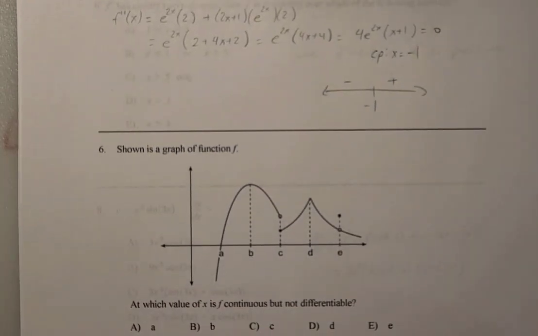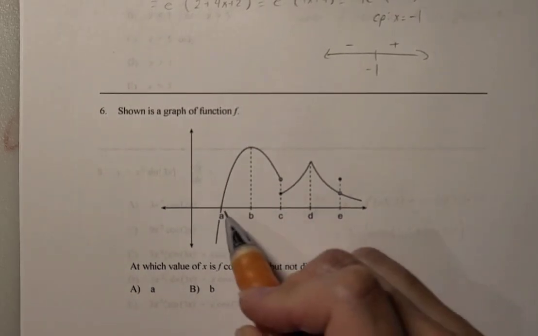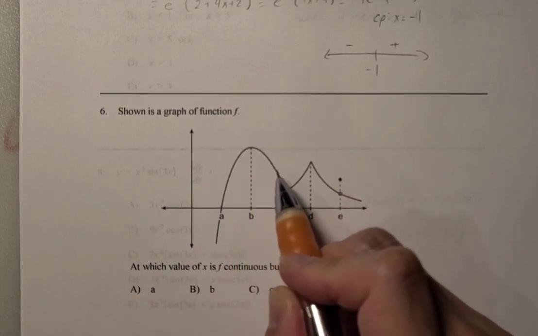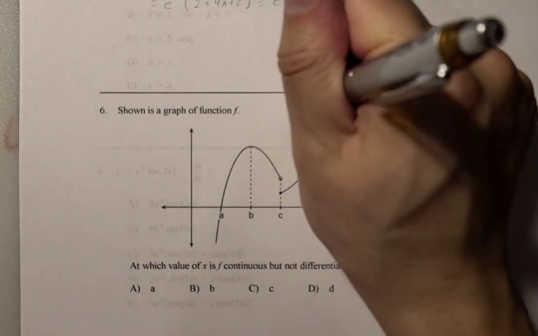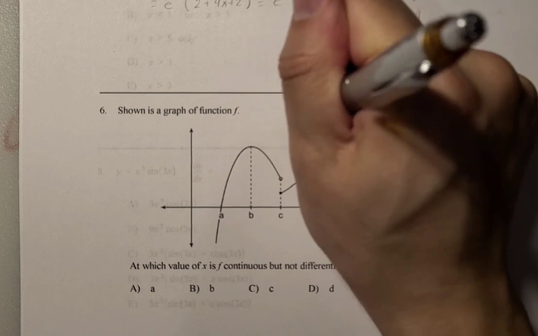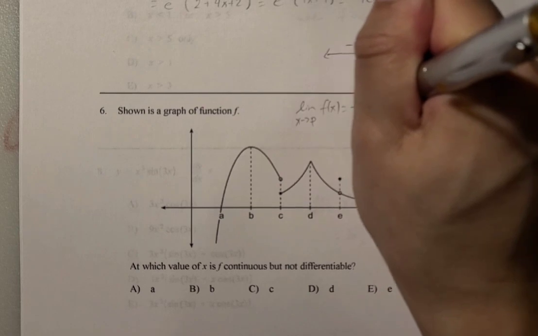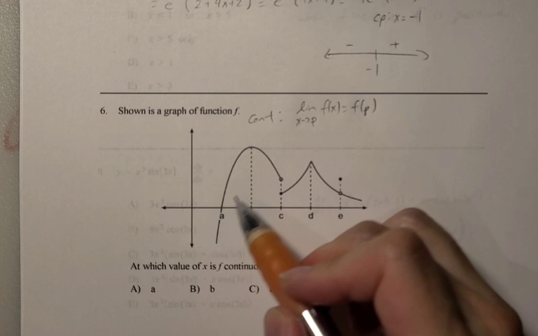Shown here is f. At which value of x is f continuous but not differentiable? Okay, so at which point is f continuous? Here it looks continuous, right? It's filled, continuous. Here is not continuous because the limit from the left does not equal the limit from the right. Okay, so let me even write down the definition of continuity. If you remember, the limit as x approaches some p of f(x) is f(p). This is continuity. Okay, so let's go back to A.